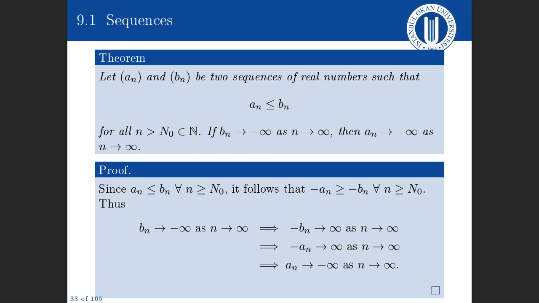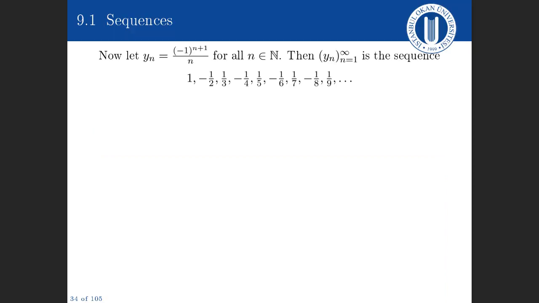And the proof is this. bn tends to minus infinity, so minus bn tends to infinity. Using the previous theorem, minus an must tend to plus infinity, so then an tends to minus infinity. I'll leave that for you to come back and read later.